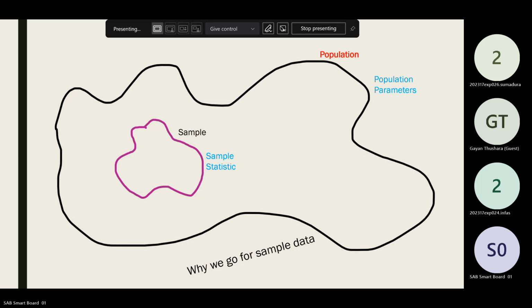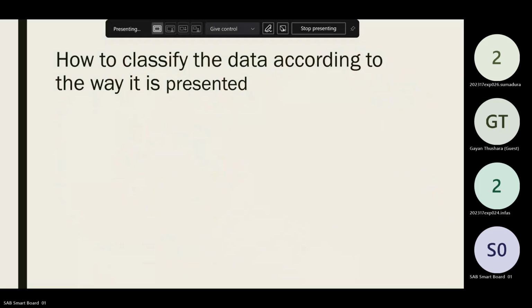Right. Then we have another one. Now here we are talking about classification of data depending basically on how it is presented, right? So how the data set is given. We can classify the data set according to how it is presented.